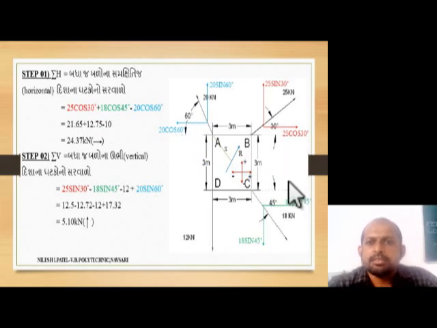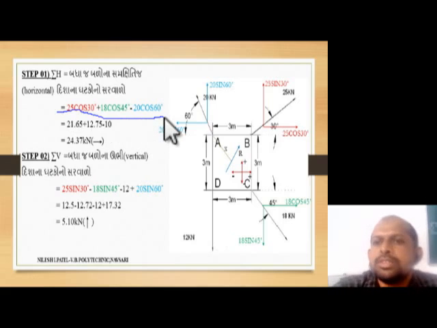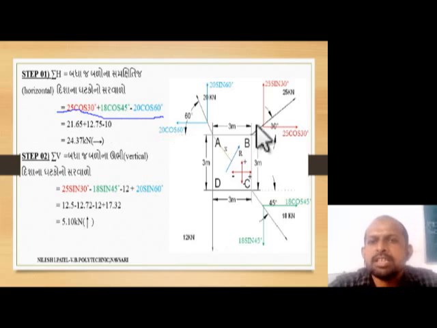Then the third component, the horizontal component, is 18 cos 45 degree, which moves in the rightward direction, and if force moves in the rightward direction, it is always taken as positive. So +18 cos 45 degree. Here I have done the summation of all the horizontal components which are shown in this system of forces.